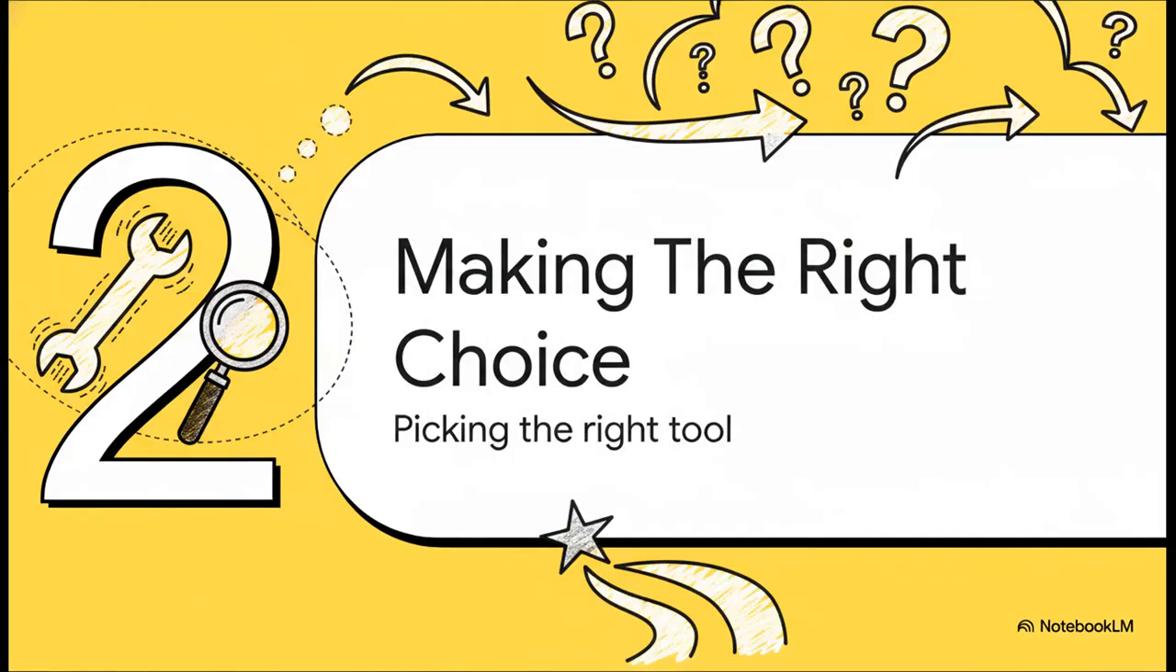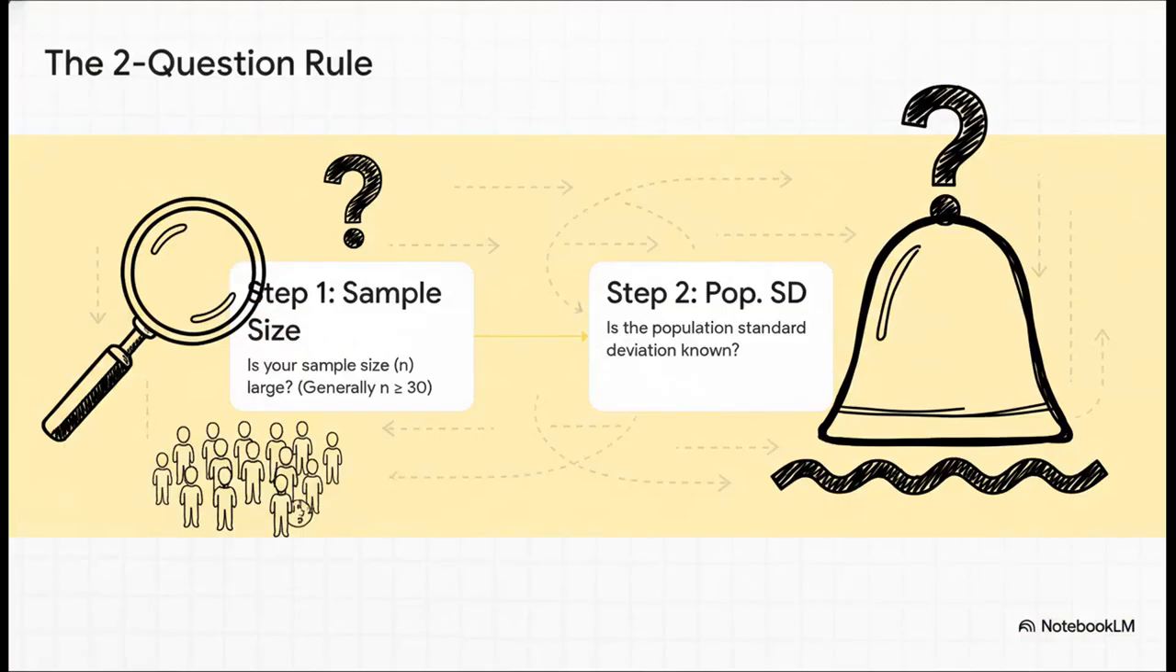Either way, the goal is always the same: to figure out if the difference you're seeing is actually a big deal. Okay, so if they're both comparing averages, how in the world do you know which tool to pick from your toolkit? Well, it turns out it all comes down to asking just two very simple questions. Here it is, the two-question rule. First, you ask yourself, is my sample size big? And in statistics, the magic number is usually considered to be 30. Second question, do you happen to know the standard deviation, which is just a measure of how spread out the data is for the entire population, not just your little sample, but for everybody?